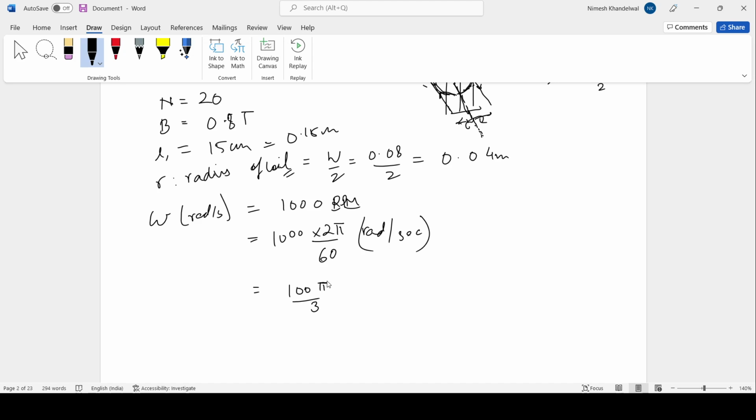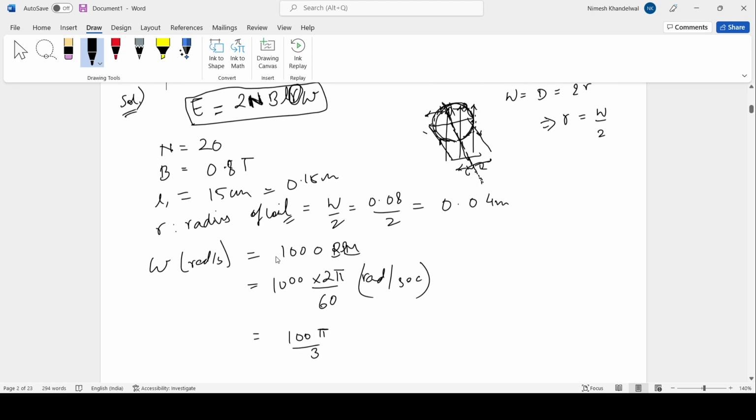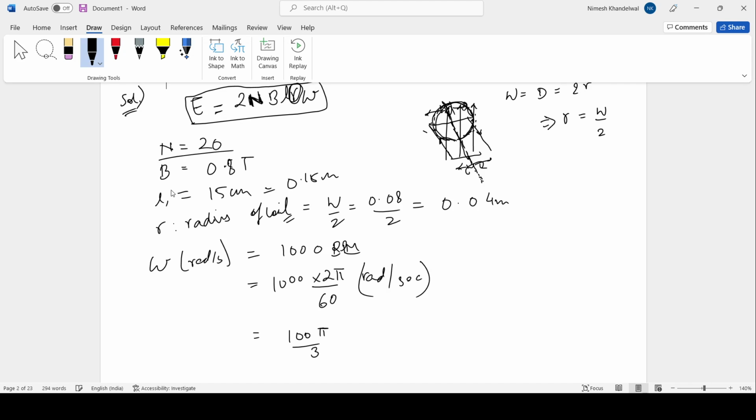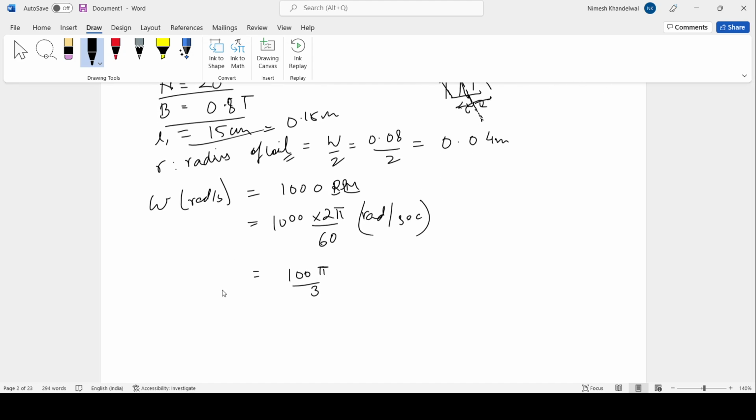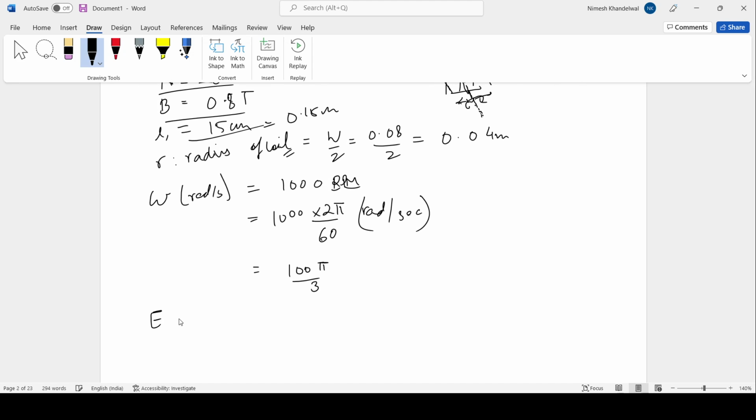You can solve it further, but we will solve it towards the end. Now you have all the quantities that you need to calculate the back EMF. And this is the expression for back EMF. So we just plug it in.